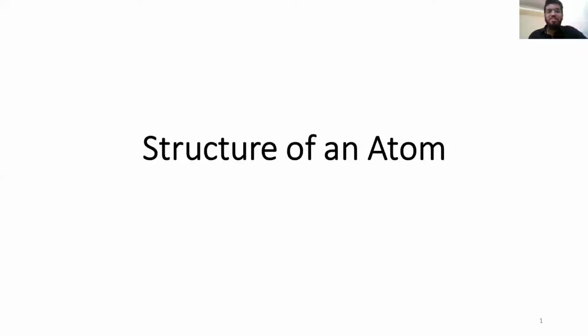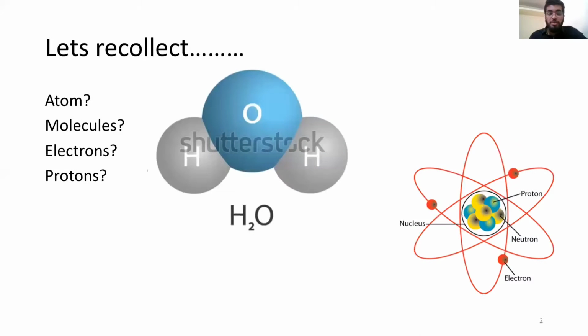Hello. So today in our session, we are going to learn about the structure of an atom. Before that, let's recollect something that we already knew. We all know what an atom is, right? Yes. An atom is the smallest unit of matter. So everything you see around is made of lakhs of atoms together.